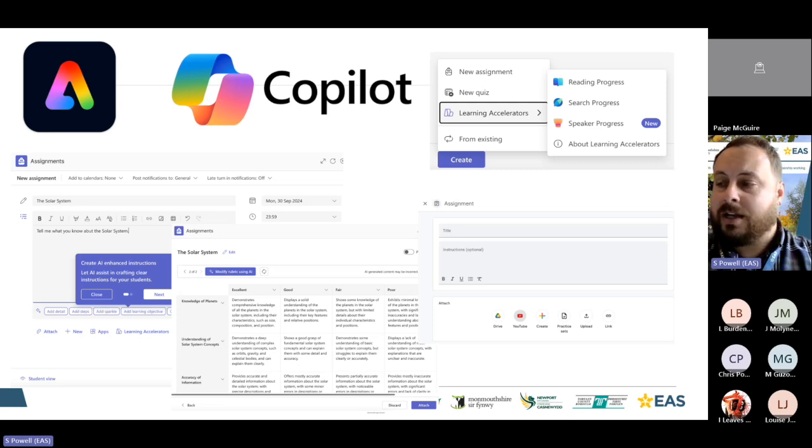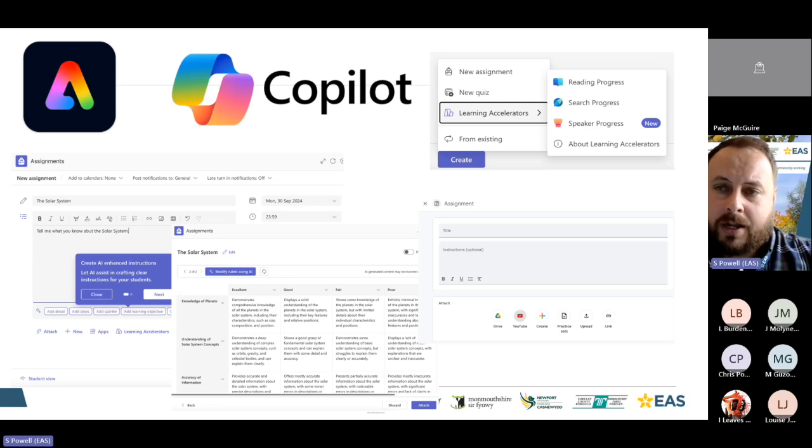Microsoft Copilot, so that is copilot.microsoft.com. You can access the Copilot web browser using your Hub login. Anything that you do within your Hub login in the Copilot web browser, your data is safe and protected. So if you're going to have a go at playing around with a chatbot, go use your Hub login through copilot.microsoft.com. In Microsoft Teams, those of you who use Teams, if you create a new assignment and you go to Learning Accelerators, you've got the reading progress, search progress, and speaker progress tools, all powered by AI.